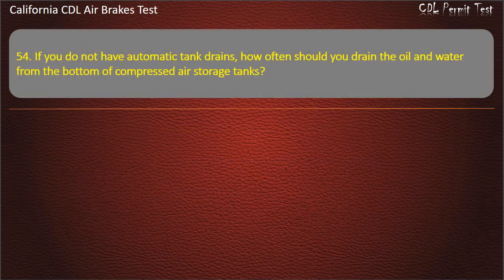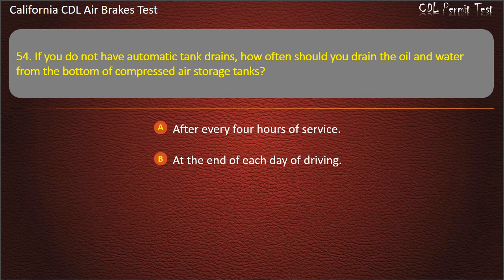Question 54. If you do not have automatic tank drains, how often should you drain the oil and water from the bottom of compressed air storage tanks? After every 4 hours of service. At the end of each day of driving. Once a week. Answer. At the end of each day of driving.